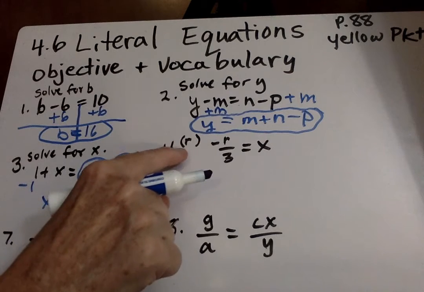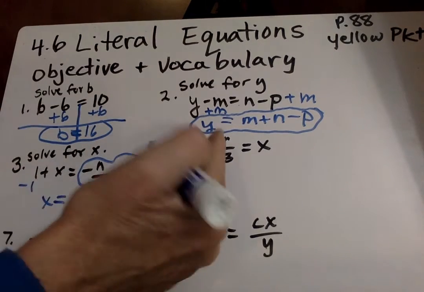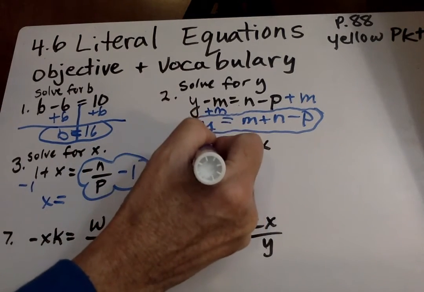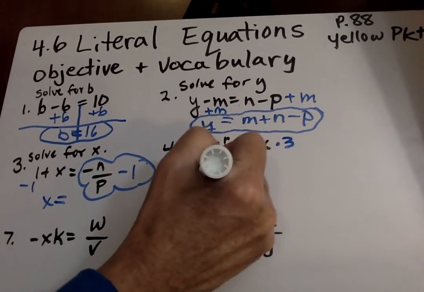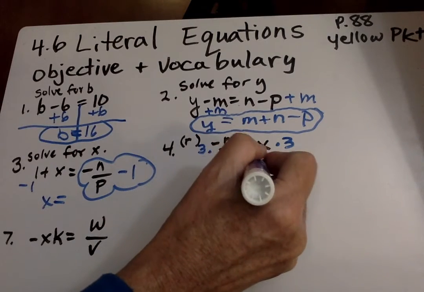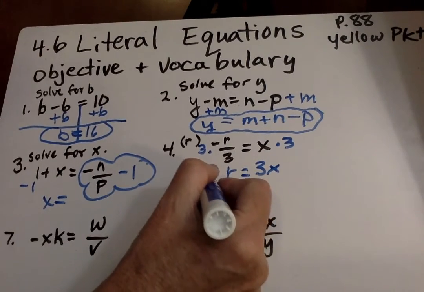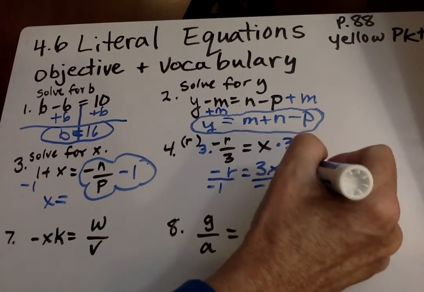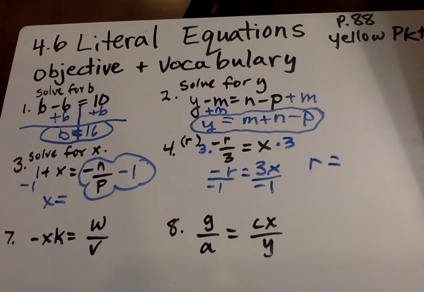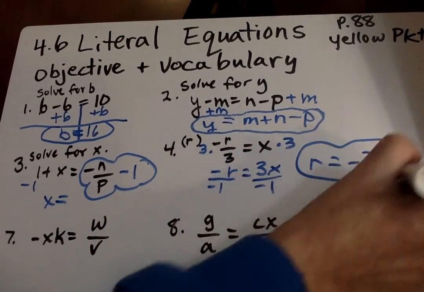Okay? Now, number 4, we're going to solve for r. It's got negative r over 3. So what I'm going to do, since it's divided by 3 and we're solving for r, is multiply by 3. So negative r equals 3x. Now I can divide by negative 1 here. So r equals negative 3x. We have to simplify it.